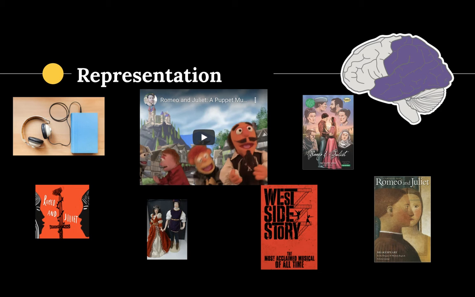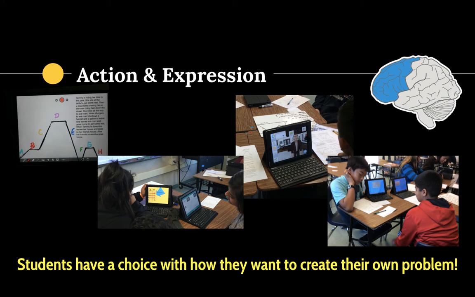So once we have the engagement and we're representing content in a variety of ways, we then move to action and expression, where students have a choice with how they want to create their understanding and show their understanding. This was an example in a math classroom. So students, you can see they had whiteboards and paper and pencil, but they also had iPads. Within those iPads, they were allowed to draw their own problem. And then you can actually see that some of them are recording their voice as they explain their problem. So there was a lot of variety of choice. They had different tools throughout the classroom that they were able to use.